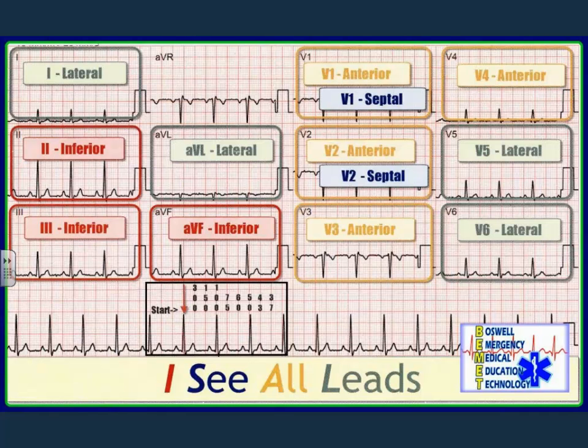Leads 2, 3, and aVF are going to give you an inferior view. It's kind of hard to relate those exactly to how to imagine where they're looking. But if you can remember where your anterior, septal, and lateral leads are, then that only leaves inferior for leads 2 and 3. Okay? Does that make sense?